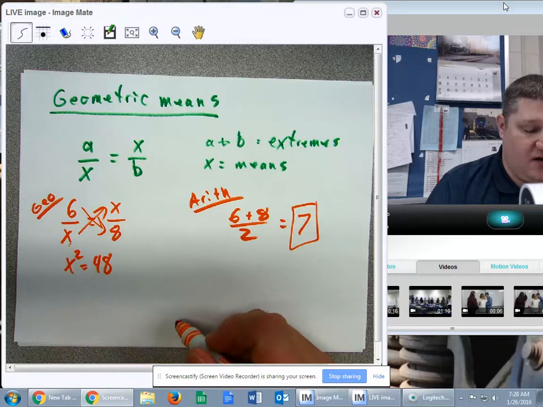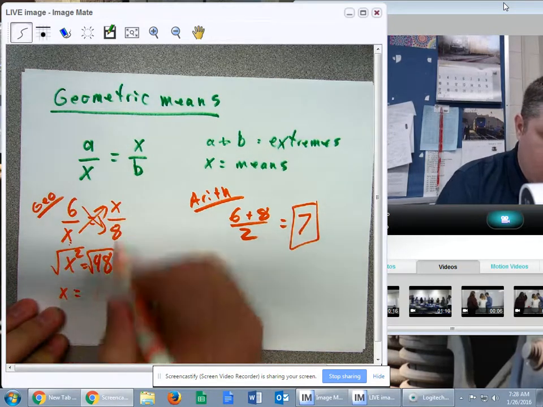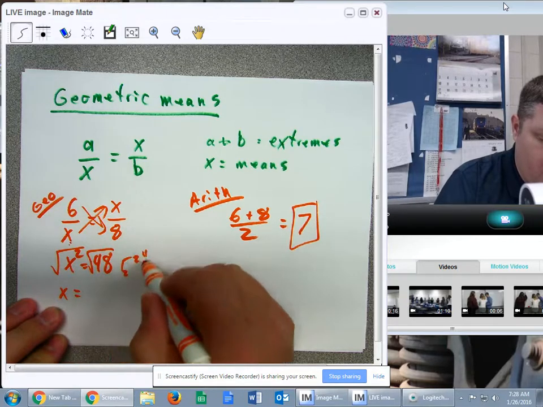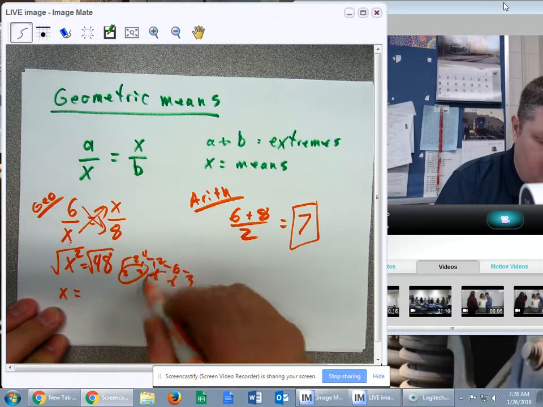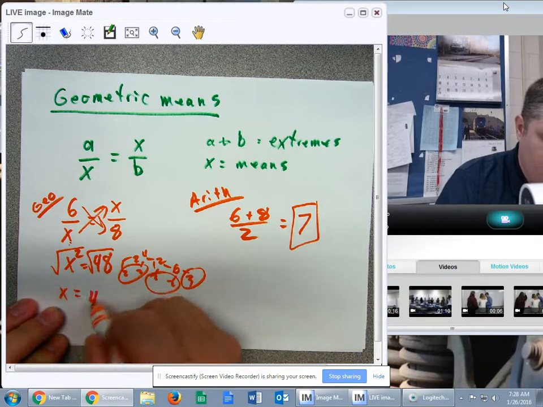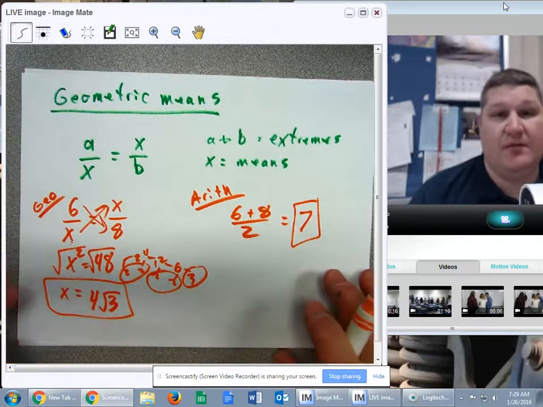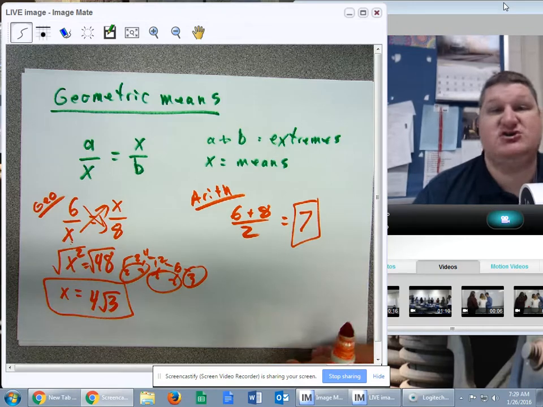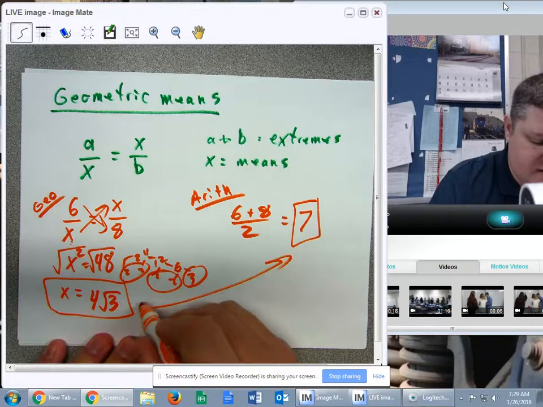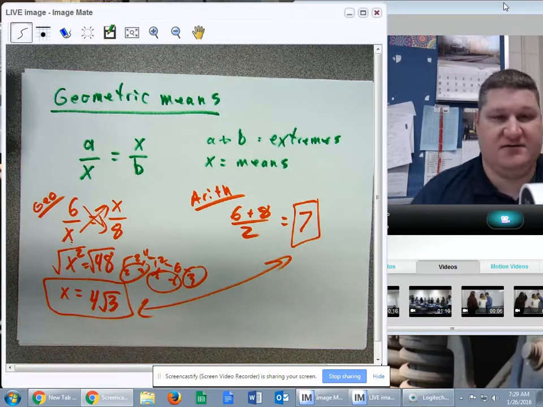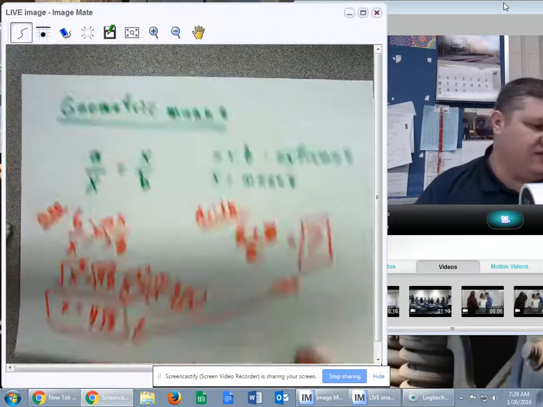Now, if I do x squared equals 48, I can square root both sides. X equals the square root of 48, which is 24, 12, 2, 6, 2, 3. Pair of twos, left over 3, so 4 root 3. Now, normally, we do plus or minus when we do square roots, but since we're talking geometric means, we're only dealing with the positive in this term. You'll notice that 7 and 4 root 3 are not the same. They are not the same. So we need to deal with geometric mean a little bit differently.